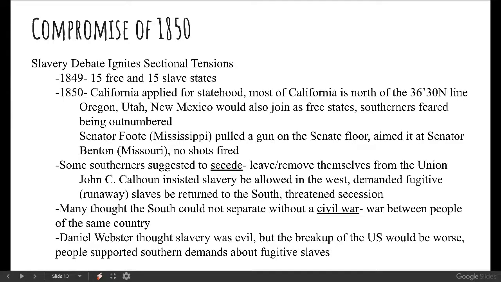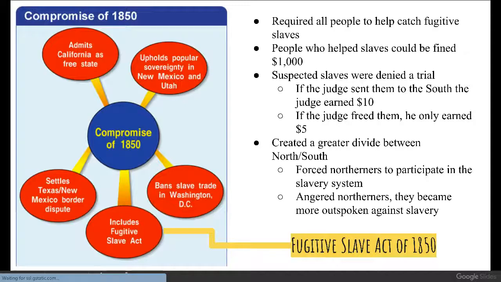And so he supported Southern demands about fugitive slaves and some of their other issues in order to keep them from seceding and ending in a civil war.